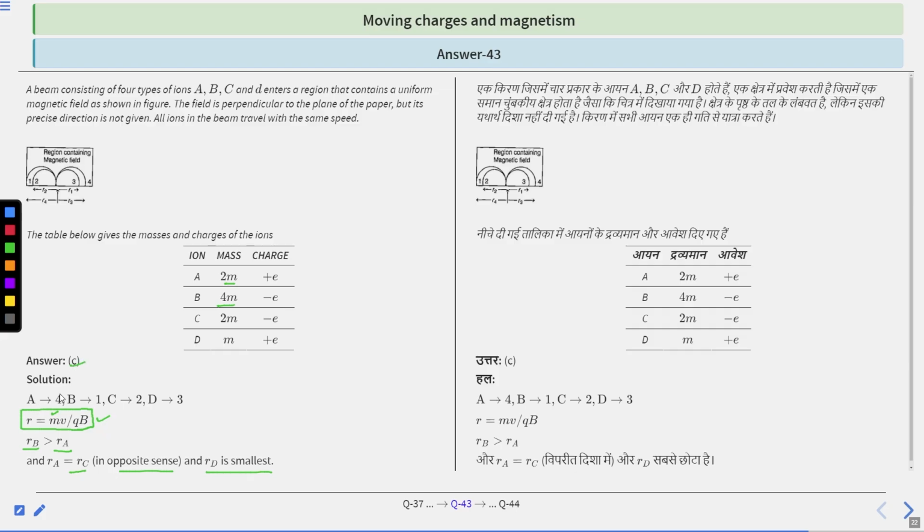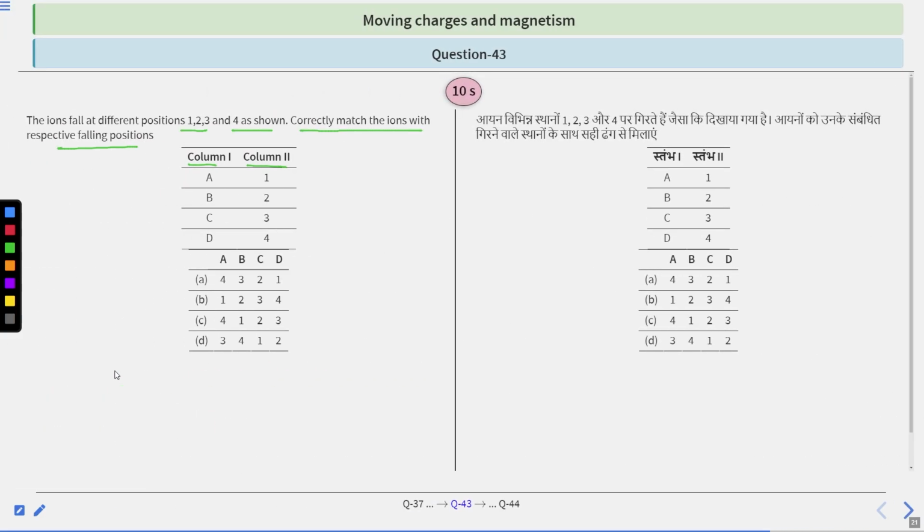So A matches with 4, B matches with first, C matches with second and D matches with 3. Clear? So the correct answer is option C. Option C is correct. This one.